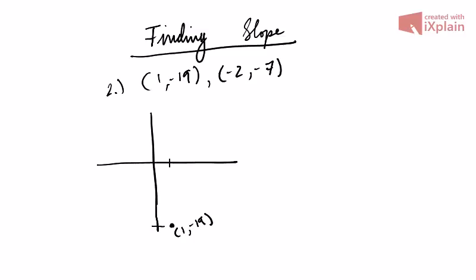-2, -7, you're in quadrant 3 where everything's negative. So you're over 2 and you're going to be down 7. So let's say that's -7. This is -19 on the y-axis. And then we've got 1 along the x, and -2 for this other one. So this other point right here is -2, -7.